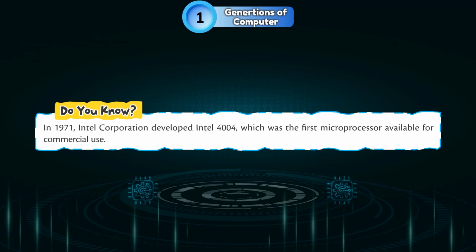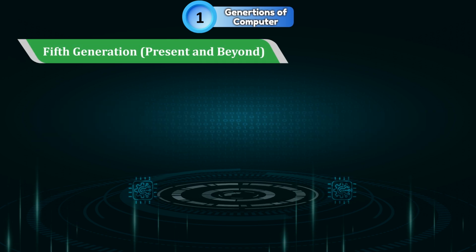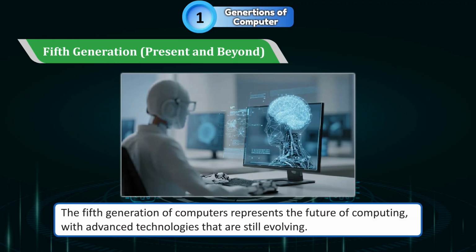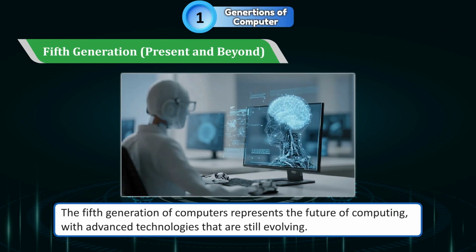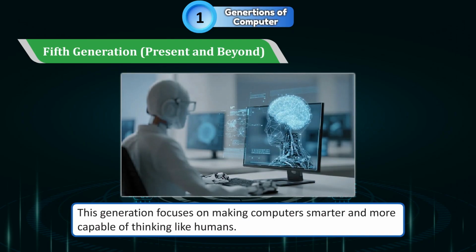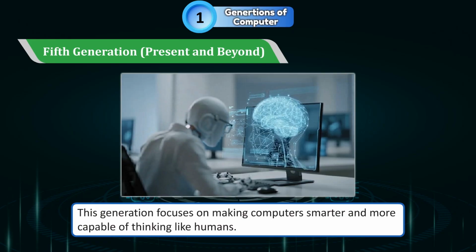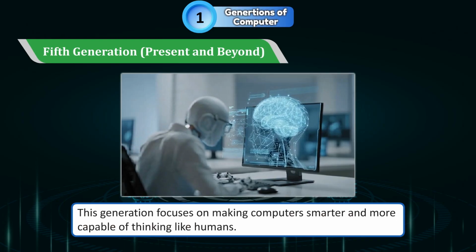Do you know? In 1971, Intel Corporation developed the Intel 4004, which was the first microprocessor available for commercial use. Fifth generation, present and beyond. The fifth generation of computers represents the future of computing, with advanced technologies that are still evolving. This generation focuses on making computers smarter and more capable of thinking like humans.